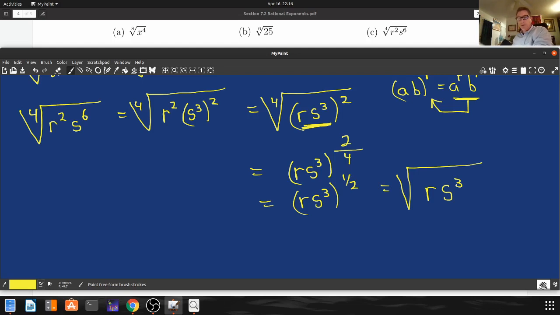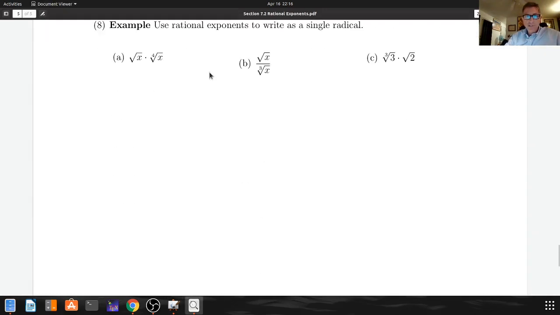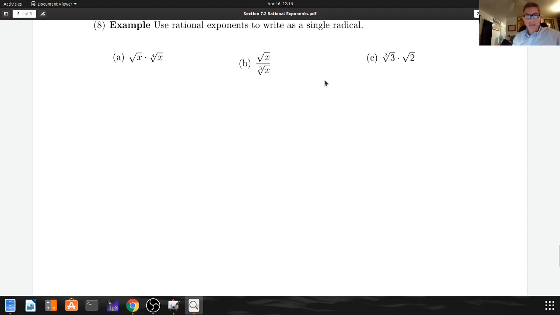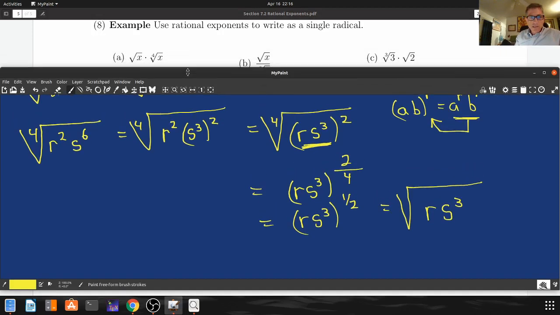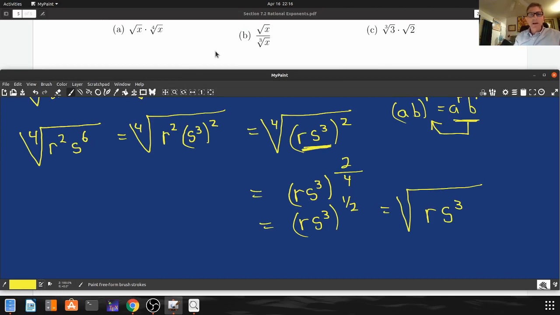Yeah, 3 more problems. Not so bad. It looks really hellish, but it's not so bad. Practice will help. So we want to use rational exponents to write as a single radical. So what we're going to do is convert each one of these radicals to a rational power, simplify, and then convert it back to a radical.